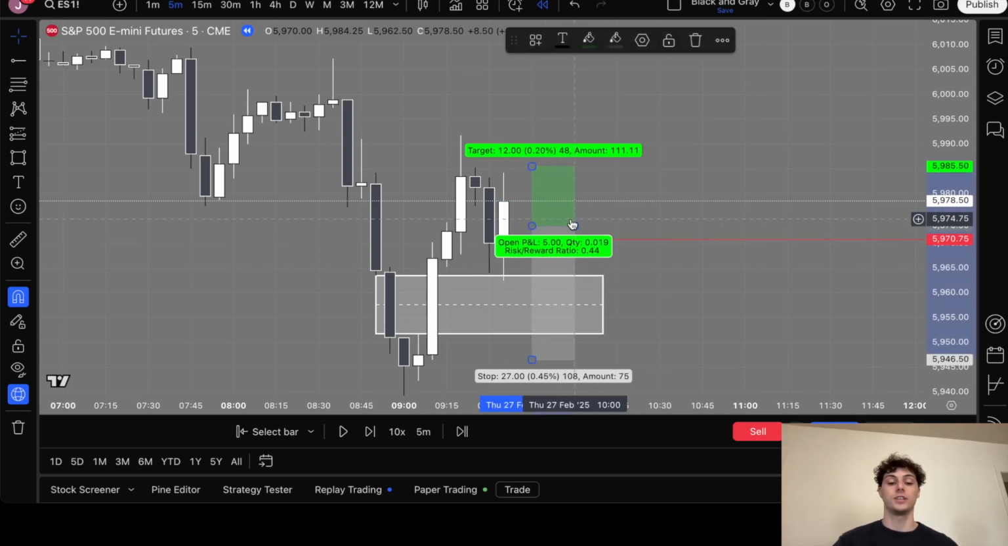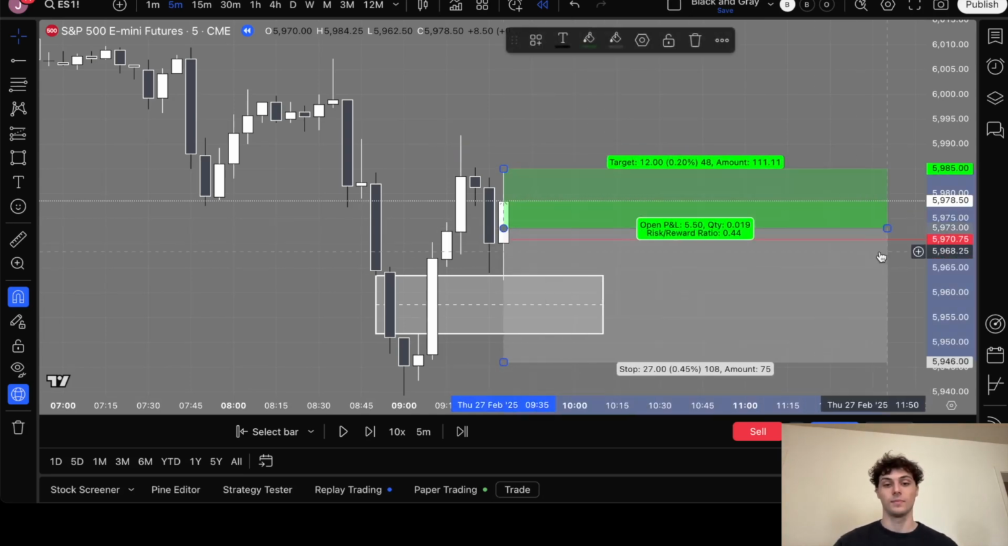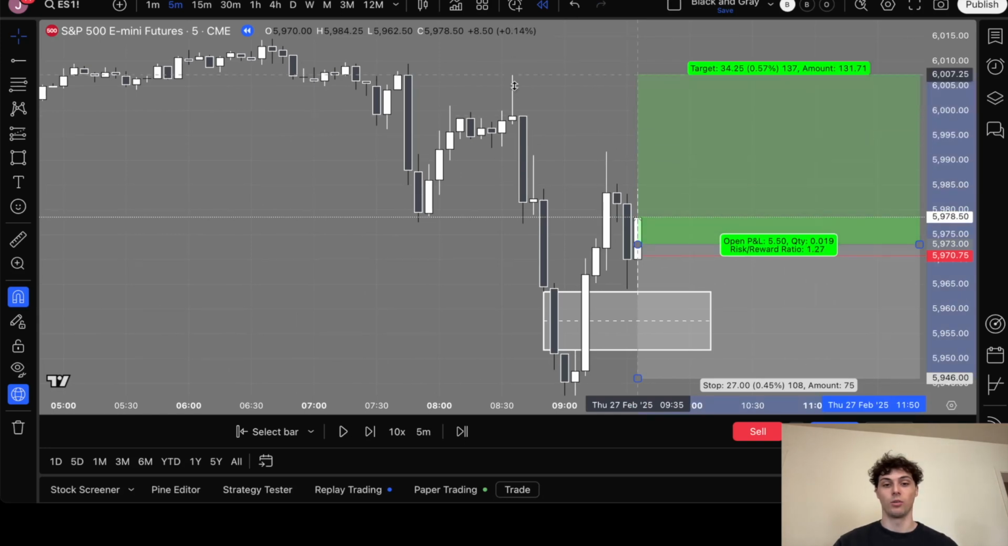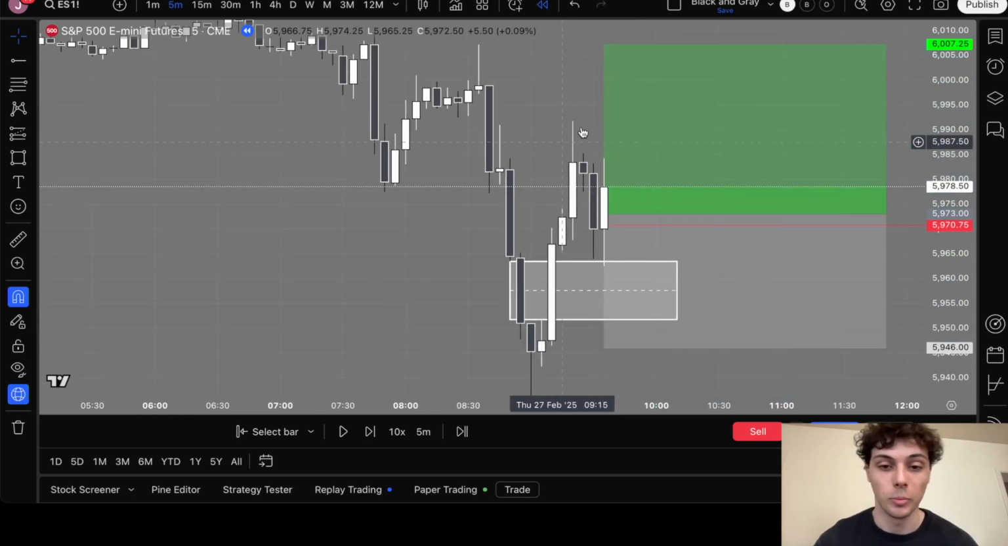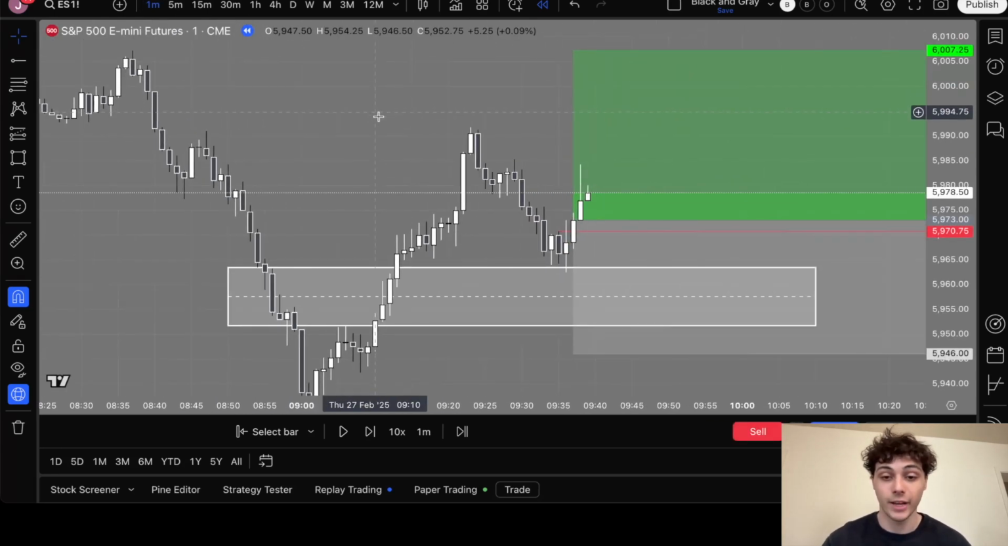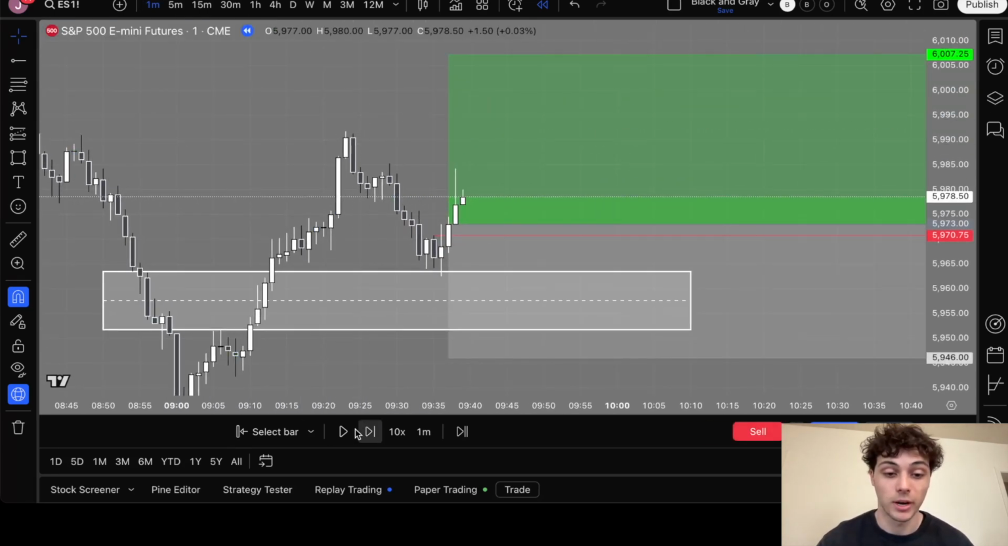Then what are you going to do for take profit? Say you just put it right at these highs, right at market open. 1.27 risk to reward ratio. Pretty bad if you ask me, but guess what? It's probably going to work.